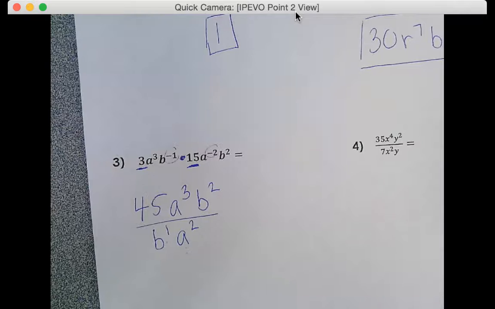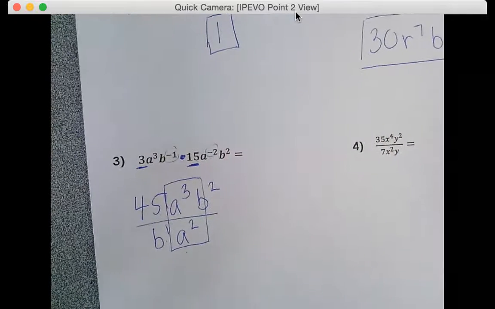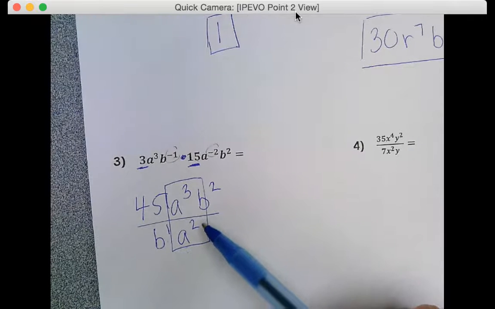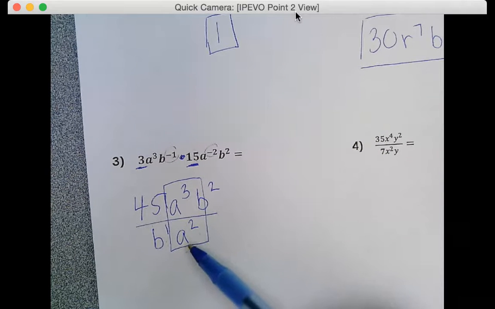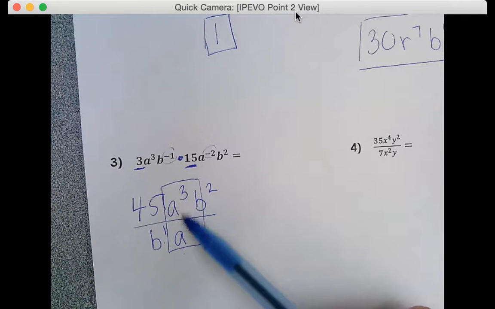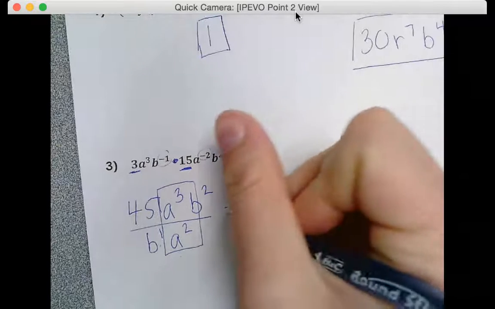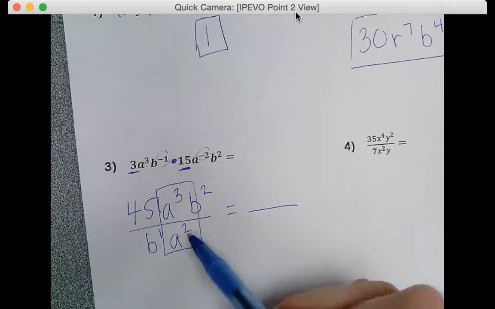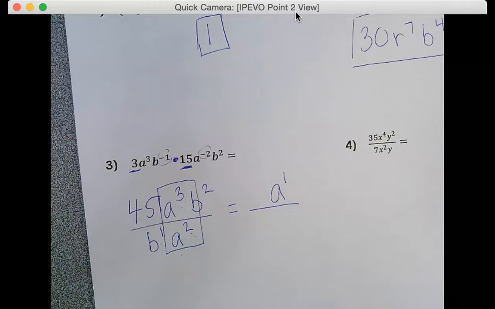Okay, and then from here we can combine like terms. We can combine these a's. Okay, and since they're on different sides of the fraction bar, we will subtract. If they were both on top, we would add. Or if they were both on bottom, we would add. But since these are on different sides, we subtract. So we have 3 minus 2, which is 1. And this will go on top because the 3 is bigger than the 2. It always goes where the bigger exponent is. So our answer, a to the 1, will go on top.